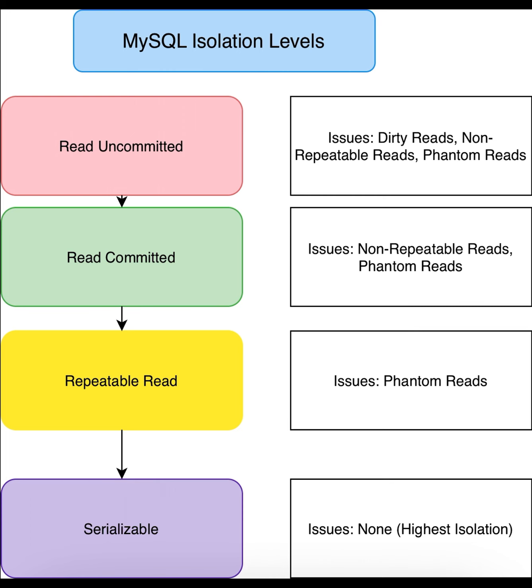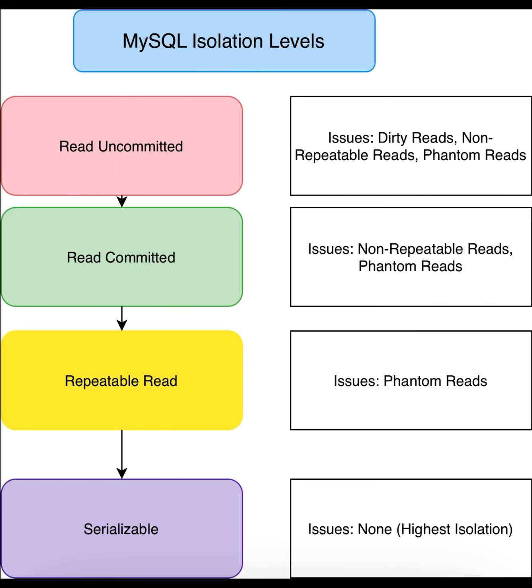4. Serializable. Description: the highest isolation level. It prevents phantom reads by ensuring that transactions are executed in a way that they appear to be serial, meaning one transaction fully completes before the next starts. It achieves this by locking the tables involved. Issues, performance: serializable transactions require more locking, which can significantly reduce concurrency, leading to slower performance. Prevents dirty reads, non-repeatable reads, and phantom reads.